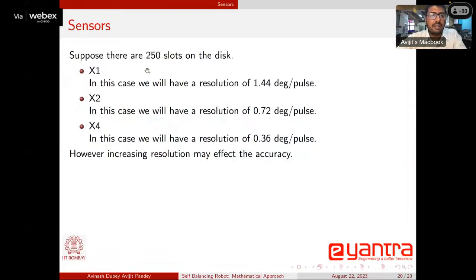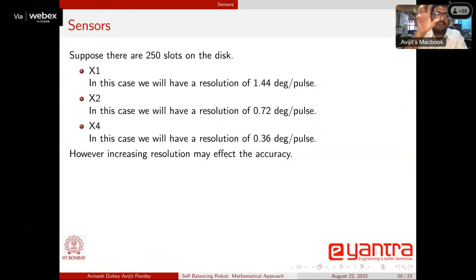Here's an example. Suppose 250 slots are there. That means in single mode, one pulse will represent 1.4 degree rotation. In dual mode, it will become 0.72 degree, and in quad mode, it will become 0.36 degree. So you see, by changing the mode of the way that we read the quadrature encoder, we can change the accuracy of the reading.